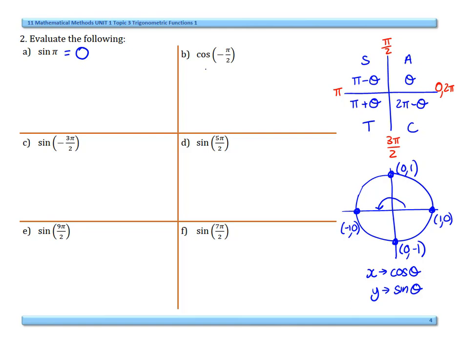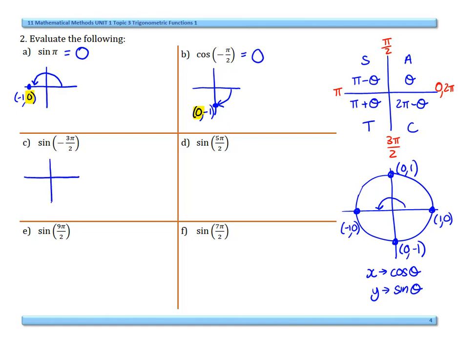Cos of negative pi on 2. Actually, I'll draw a diagram here. So we've gone all the way around to that point there, and we know that coordinate is negative 1, 0, and sine is my y coordinate. In the next one, we've got negative pi on 2. So we're at this point here. That's my 0, negative 1. Cos is our x coordinate. So my answer is 0.